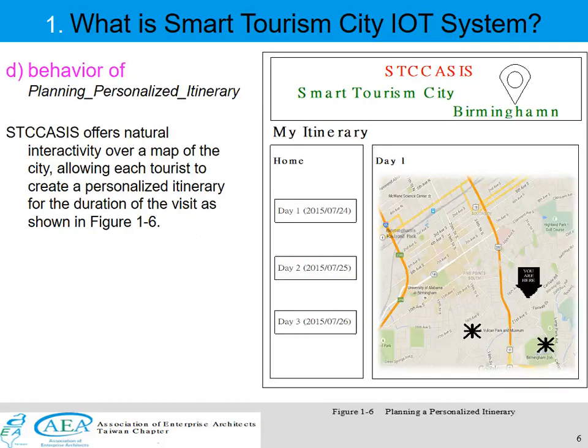The fourth behavior is planning personalized itinerary. For each tourist, he can use these apps to plan his itinerary. Day 1, day 2, day 3. For each day, what scenic place he wants to visit, he can make his own itinerary by using this behavior.